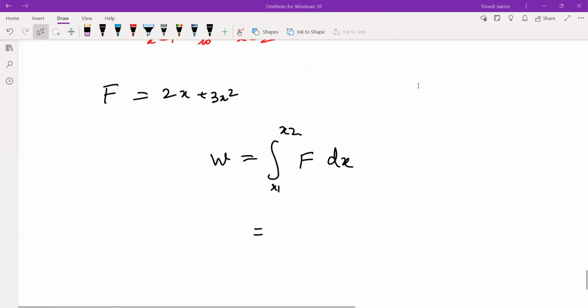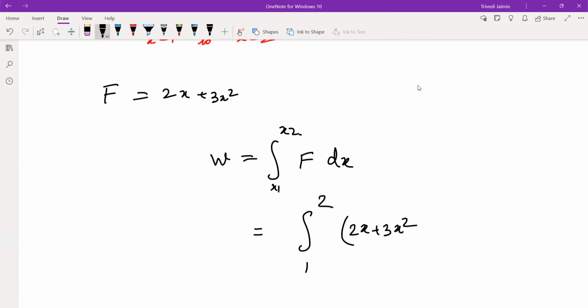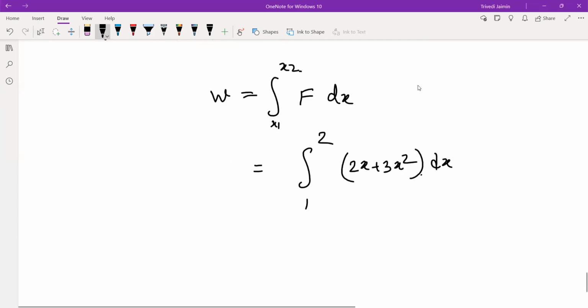Okay. So the integration of this one, limits are 1 to 2, of 2x plus 3x square dx. Is the answer 10? I got 10. Okay, let me check, because I think this book's answer is wrong. So let me solve this and we'll see.